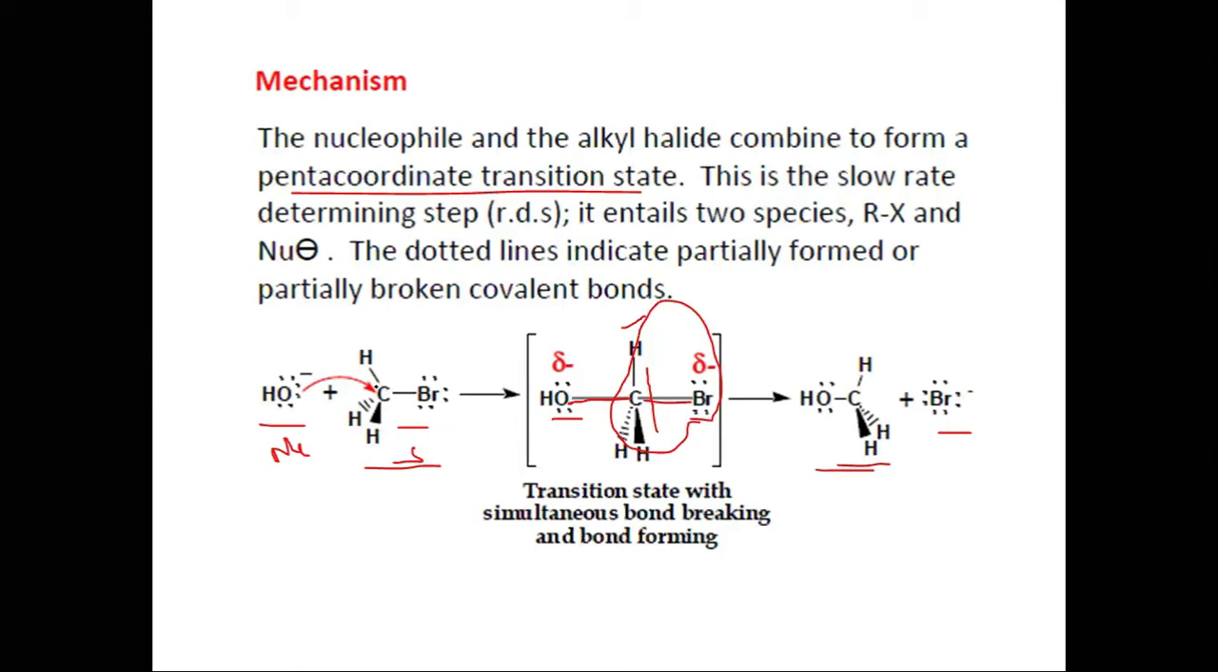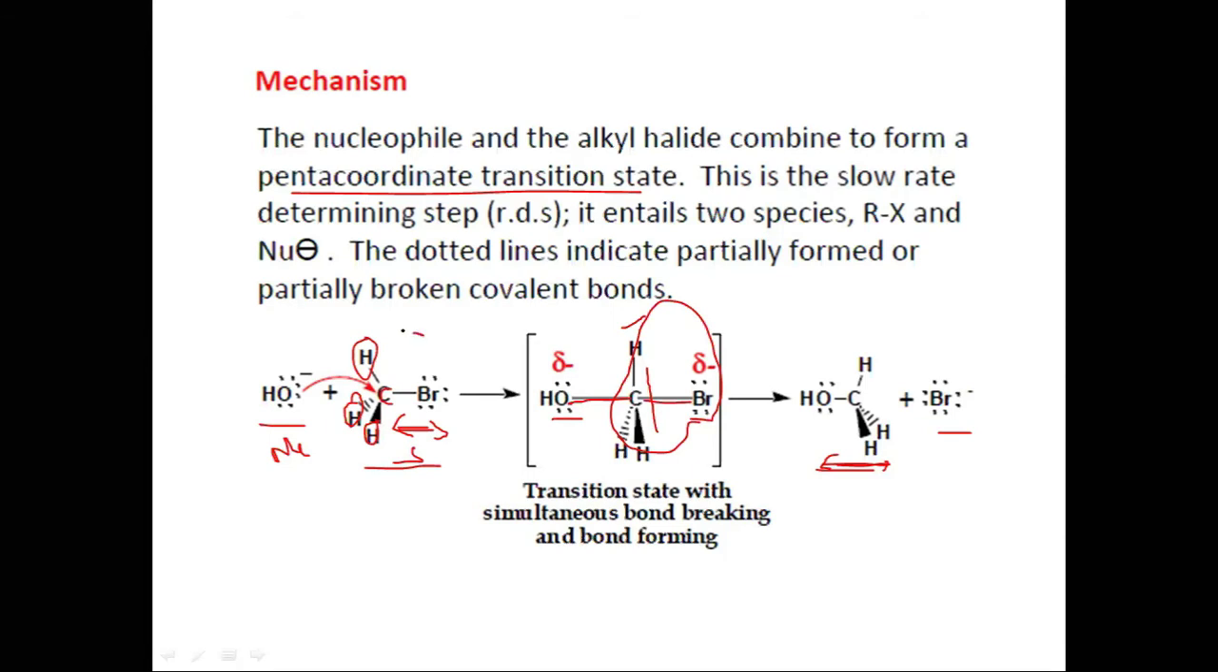Why? Because there are three same groups present on the carbon, that is H, H, H. So this system is not an optically active substrate. So in this case, even though OH minus attacks the carbon, you can expect only one type of alcohol, as it is not an optically active substrate.